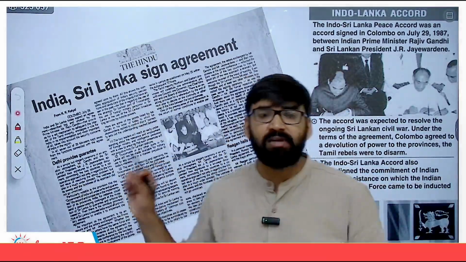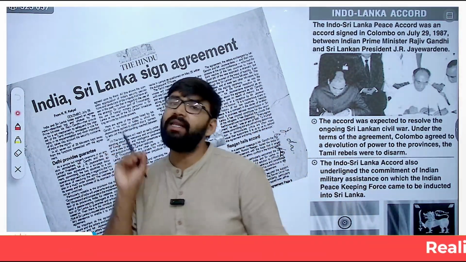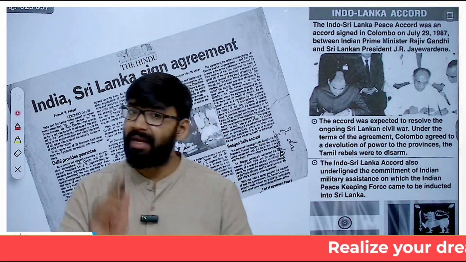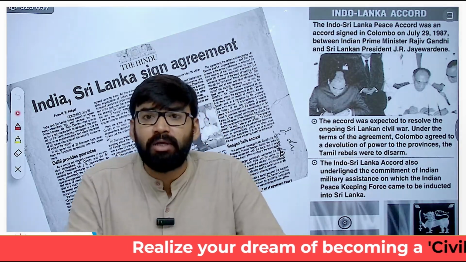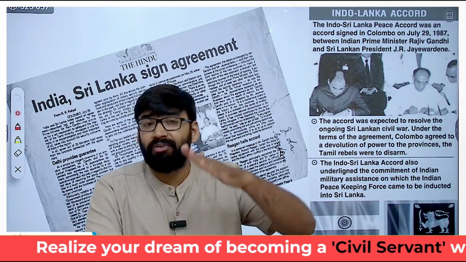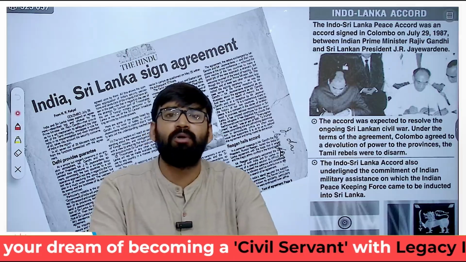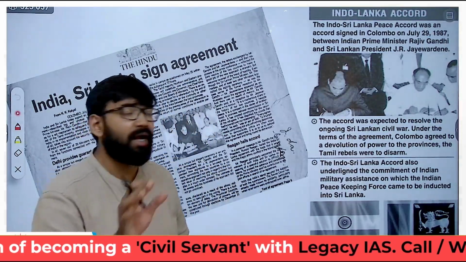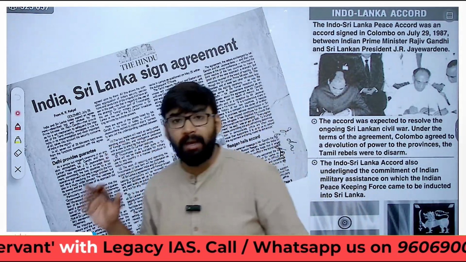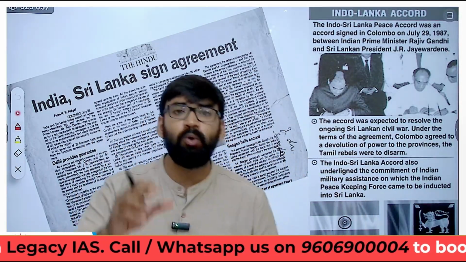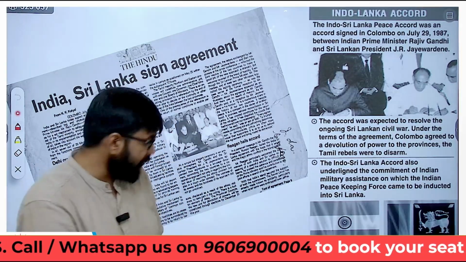In 1987, India signed a peace accord that was supposed to end the civil war in a neighboring island, Sri Lanka. Instead, it opened the gates to one of India's most painful foreign policy disasters: a war that India never wanted, a peace that never came, and a prime minister who paid for it with his life.